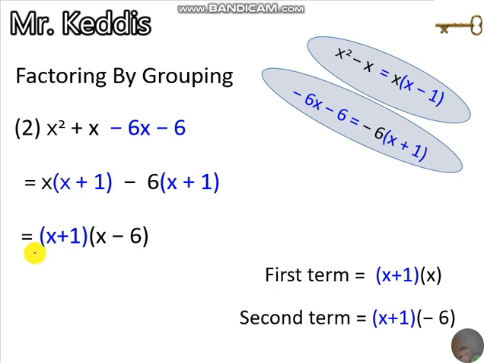When you have x plus 1 times x, I get the first term. When x plus 1 times negative 6, you get the second term here. X plus 1 times negative 6 or negative 6 times x plus 1, the same thing.